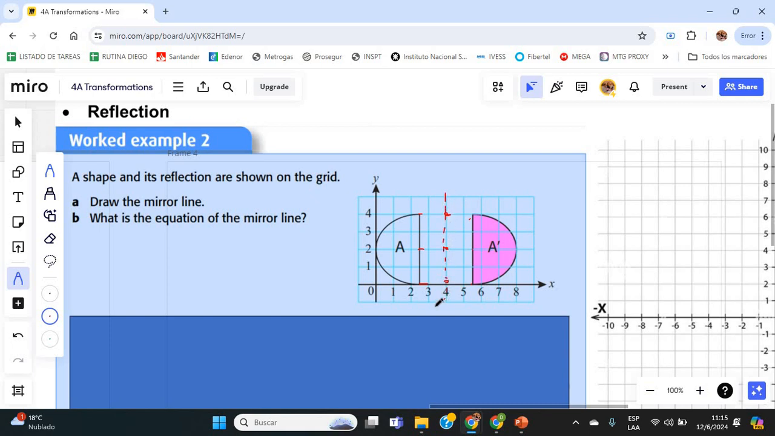And how do you write an equation of the mirror line? Since this is a straight line, we have seen that there are different types of lines. There were horizontal and vertical. When you have a horizontal line, the expression was y equals a number. Okay, this is a horizontal straight line. When we had a vertical line, the expression was x equals a, in this case, a certain number. In this case, x equals 4. Okay.